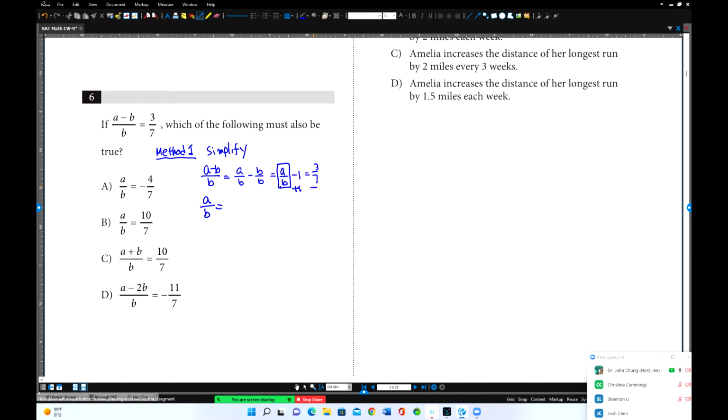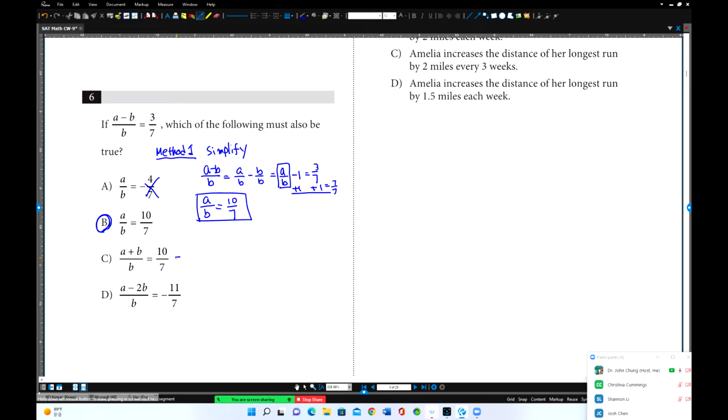Plus 1 and plus 1, right? How much is that? 3 over 7 plus 1, equals 7 over 7, which is what? 10 over 7, right? Okay, 10 over 7. That's the answer. If you find this one, that's okay. You can choose this one, okay? But this is not correct.